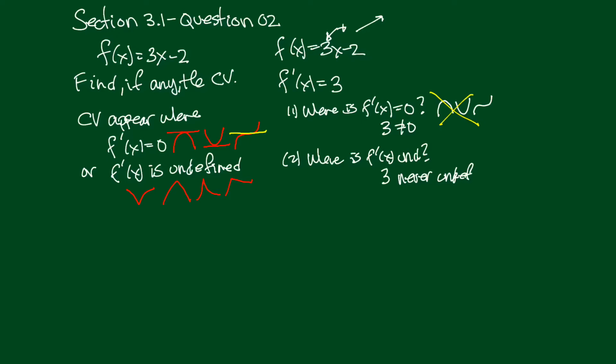So we don't get any of these. We're never going to get any of these types of things, cusps or corners. So we don't get any of those. So there are no critical values. So f of x has no critical values. And I think the way we're supposed to answer the question is, critical values do not exist. So I would answer this question like this.